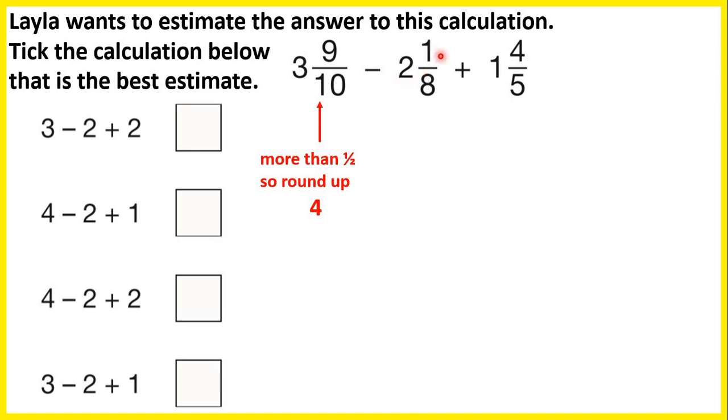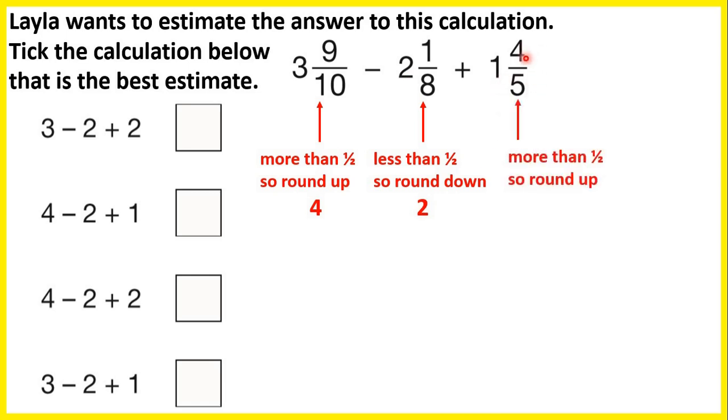Now we have 2 1/8, and 1/8 is less than a half because a half would be 4/8. So that means we can round down, so 2 1/8 is between the whole numbers 2 and 3, but it's closer to 2 than it is to 3, so we can round down. And now we have 1 4/5, but 4/5 is more than 1/2, so we can round up to the next whole number, so round up to 2. So that means when we round our fractions to the nearest whole number, we have 4 minus 2 plus 2. So we can tick this estimate here.